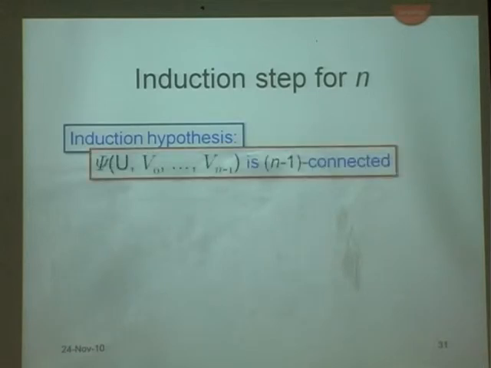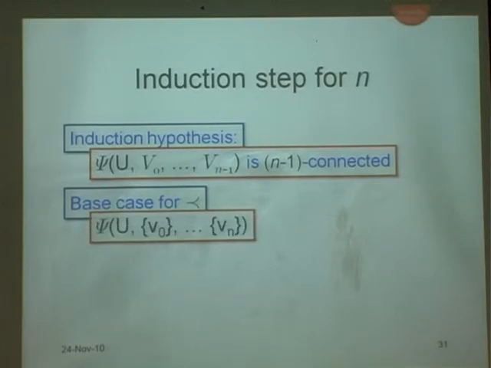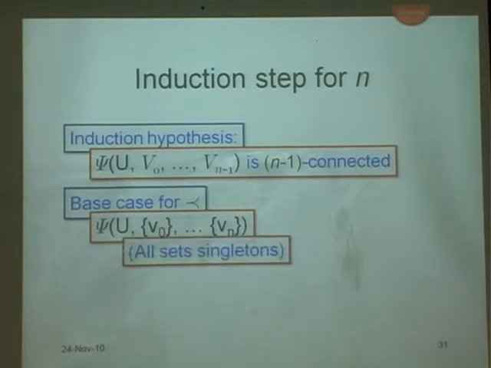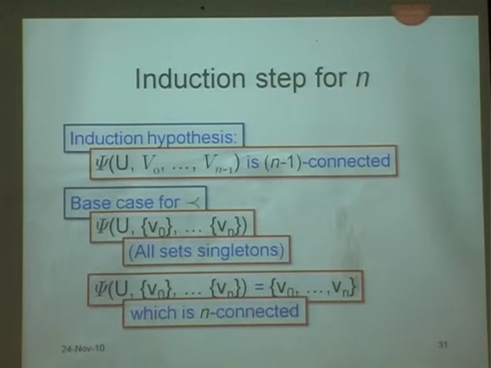So for the induction hypothesis, we'll assume that if I have a set of n minus 1 processes, then this is n minus 1 connected. And now we'll do the base case for the partial order. What that says is that if we have single vertices here, then we know from our earlier rule that this is just a single simplex. And a single simplex is connected. It has no particular topological structure. So there we are.